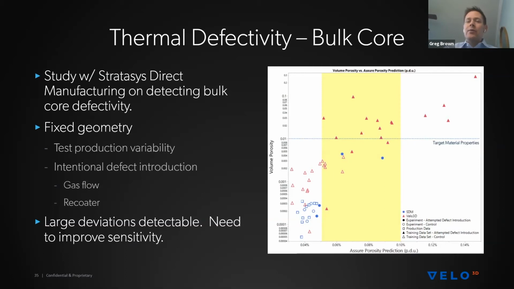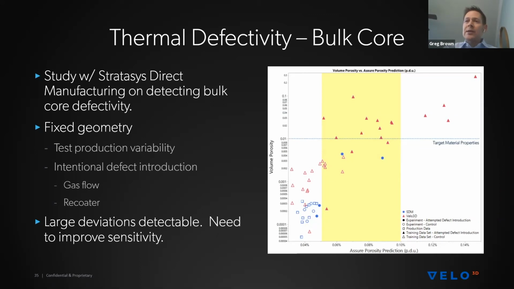We did an exhaustive study of this with Stratasys Direct Manufacturing about a year ago, and there's a white paper that's been recorded about this. But the gist of it is that with this algorithm, we can get a pretty decent correlation between the volume porosity of the part and this defectivity prediction that we're getting.